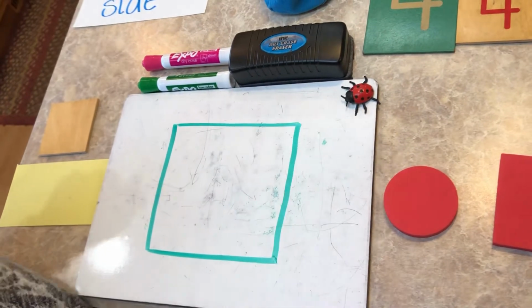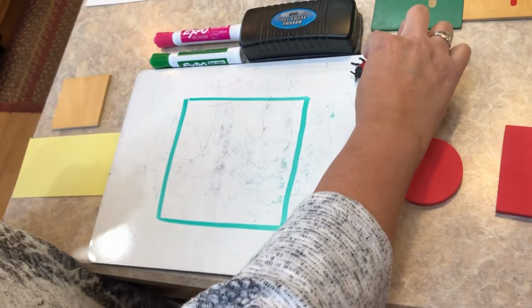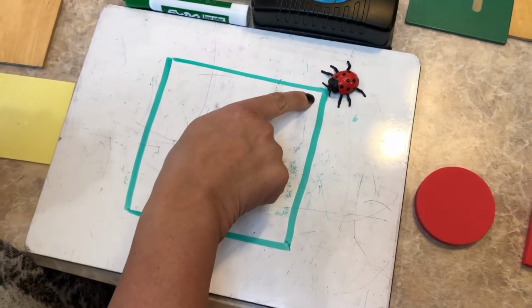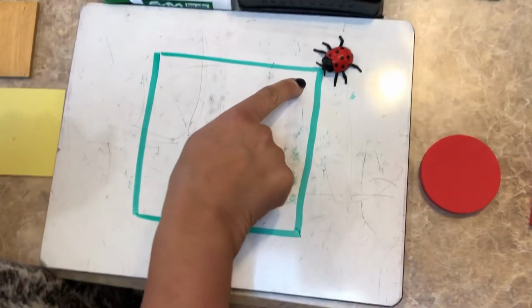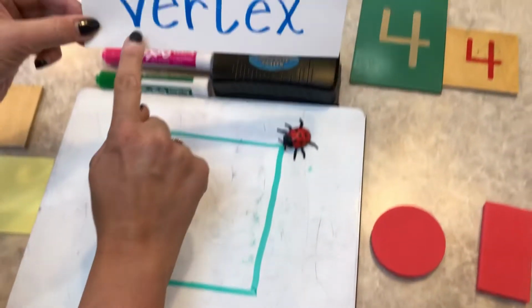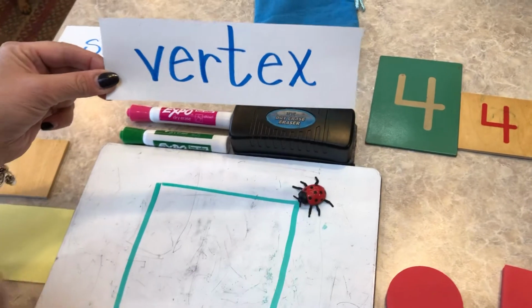Now, there's another way we can name the corners of our square. And I brought our ladybug from school to help us. So the little ladybug's going to crawl over. She's going to point right to this corner. And there's a new name for a corner that I want you to know. We call the corner in a shape the vertex.